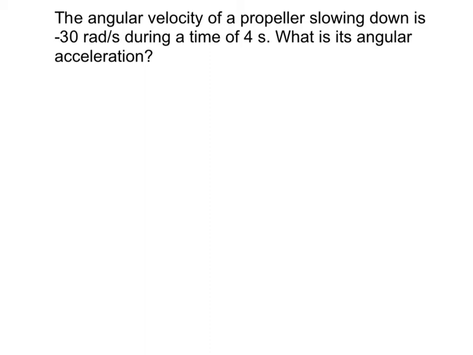Next question. You've got an angular velocity slowing down, so it's negative, and a time of 4 seconds. You're asked to find angular acceleration, which is the alpha symbol.